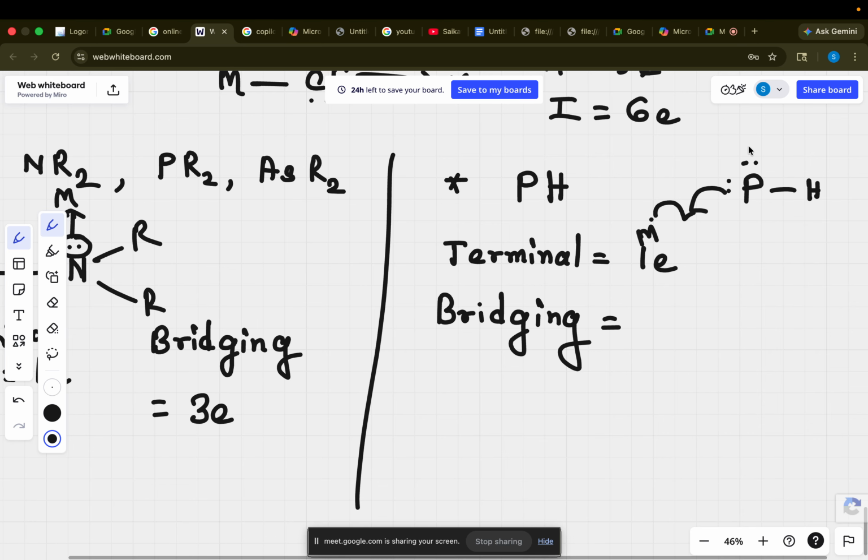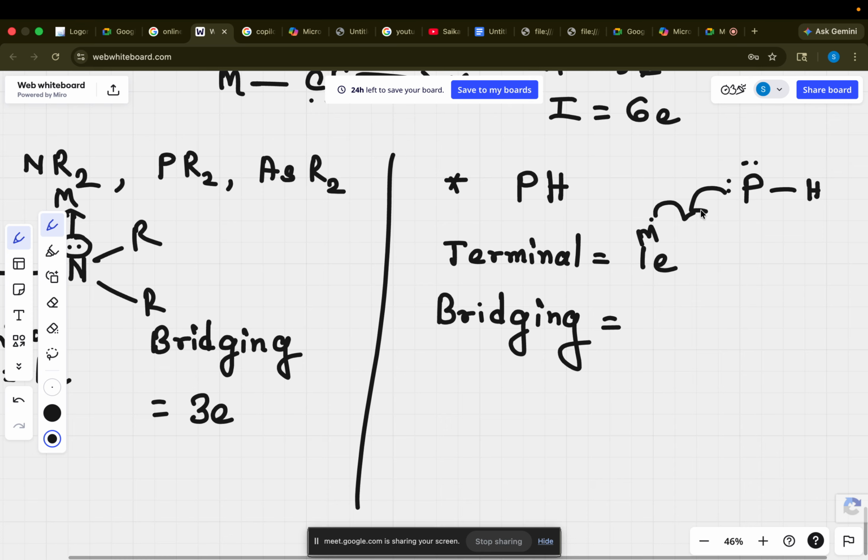Okay, if it is donating 2 electrons, that bond will be a coordinate bond. That means phosphorus is donating, metal is taking the electrons. That is actually known as your coordinate bond. What is the difference between covalent bond and coordinate bond? In covalent bond you will get equal electron contribution. In coordinate bond the non-metal part will donate, metal will accept the electrons. That's it. Fine.